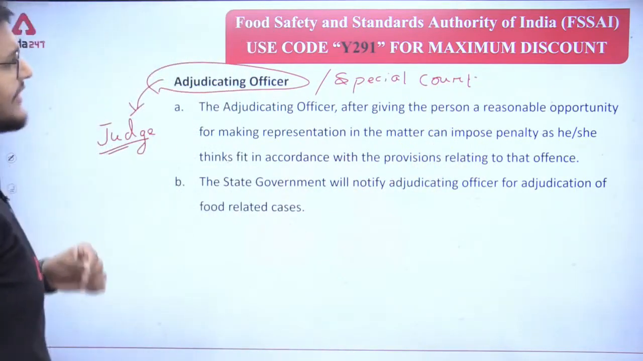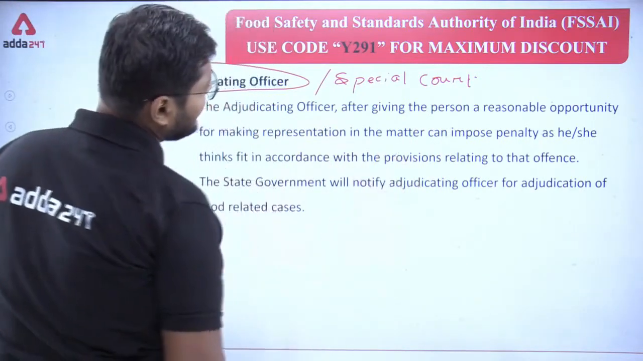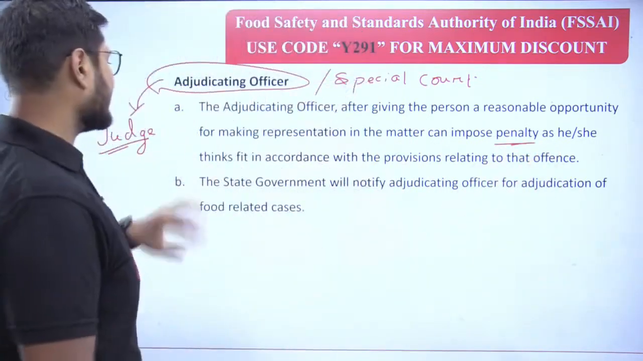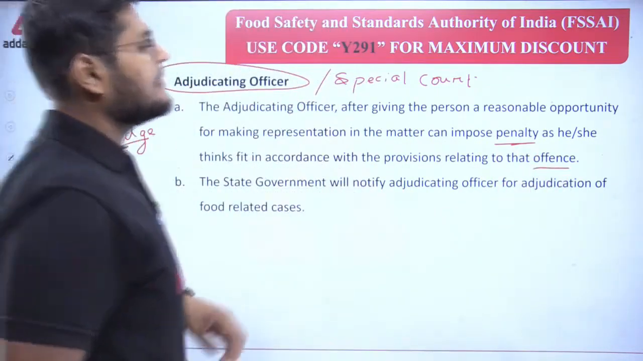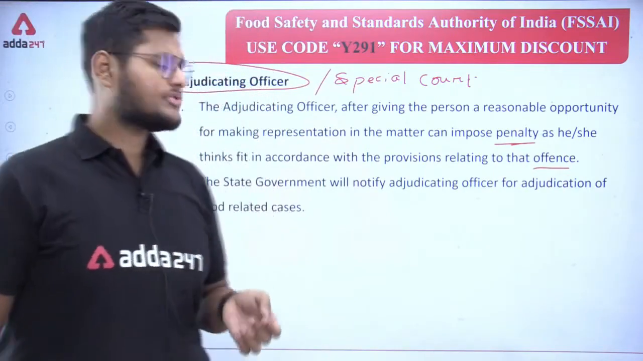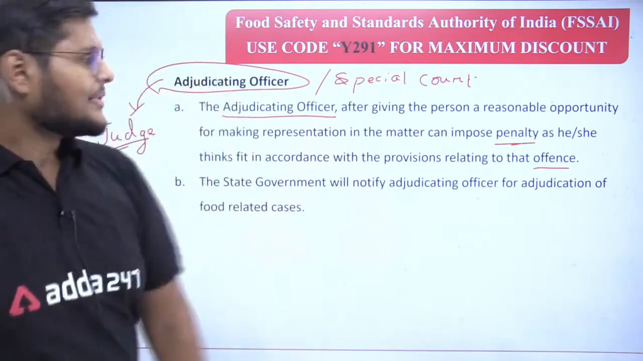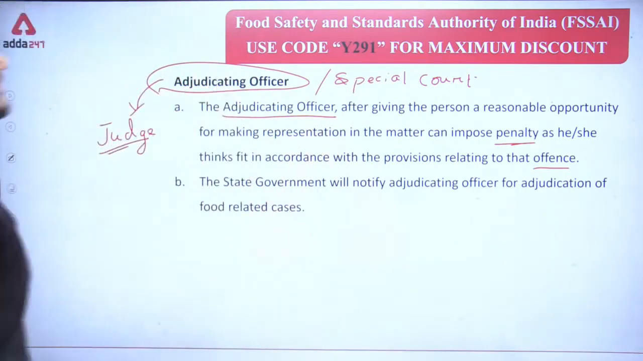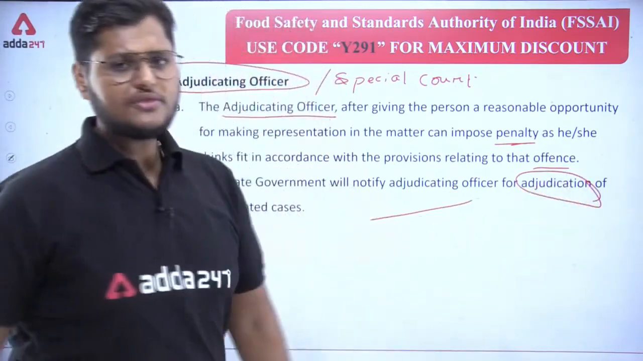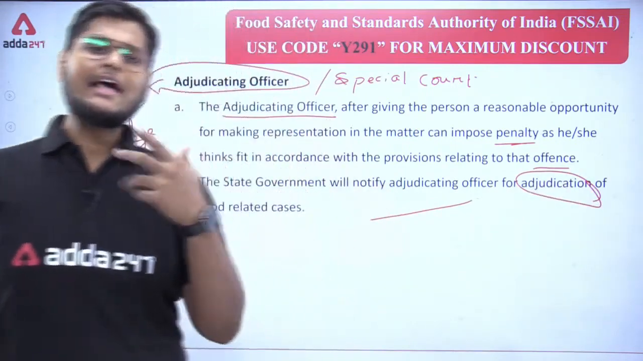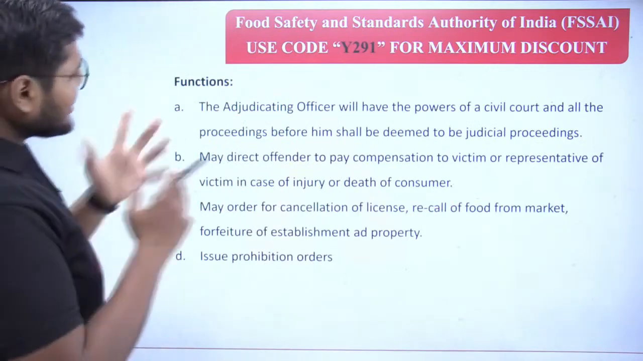The adjudicating officer, after giving the person a reasonable opportunity for making representation in the matter, can impose penalty as he or she thinks fit in accordance with the provisions relating to that offense. Okay, that means whenever a trial is done, whenever a prosecution is done, after that the adjudicating officer is the one who is going to give the judgment or the verdict. The state government will notify adjudicating officer for the adjudication of the food related case. That means for any kind of judgment or trial or prosecution regarding different food related cases. Now, what are the other functions here?